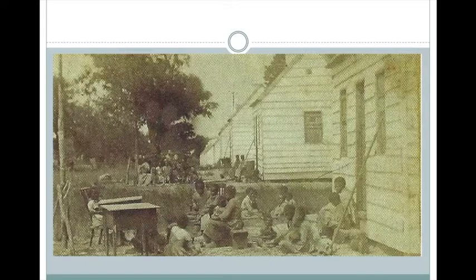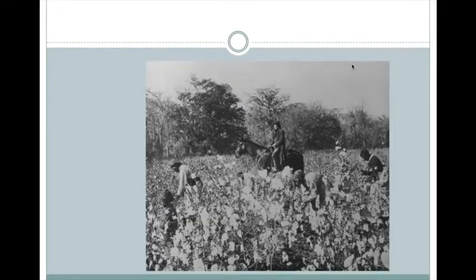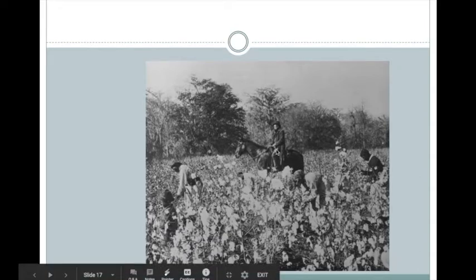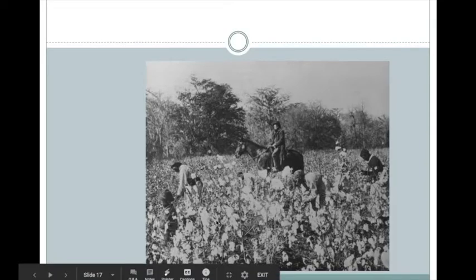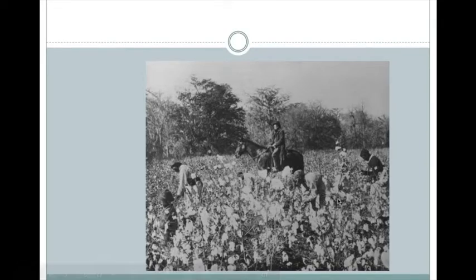Slaves worked in gangs on plantations under the direction of the overseers. So you can see this here. There are slaves working in the cotton fields. This is the overseer. Oftentimes the overseer would have a leather whip that they would use to keep the slaves in line. Sometimes the slaves would work chained together. That's referred to as chain gangs.